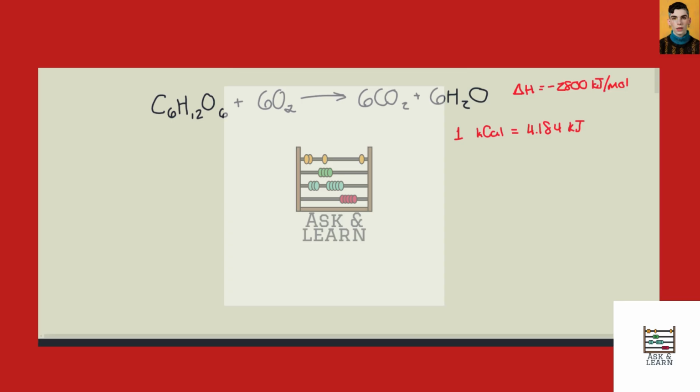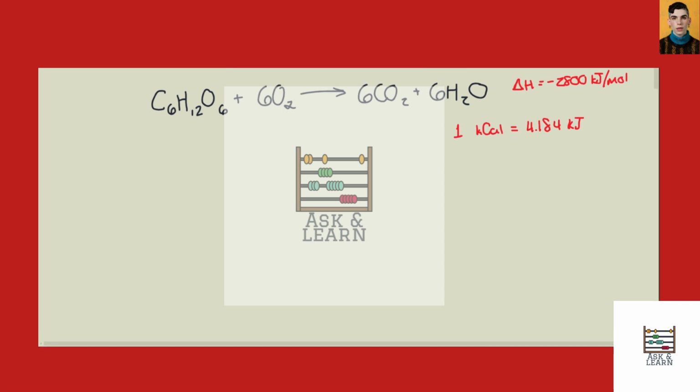Alright, hello everybody. Today we're going to be doing some calculations based off of the equation for the combustion of glucose. This process is how our body derives energy from the breakdown of glucose. So first things first, assuming that the molar enthalpy of combustion, i.e. how much energy is released when glucose is combusted, is negative 2800 kilojoules.